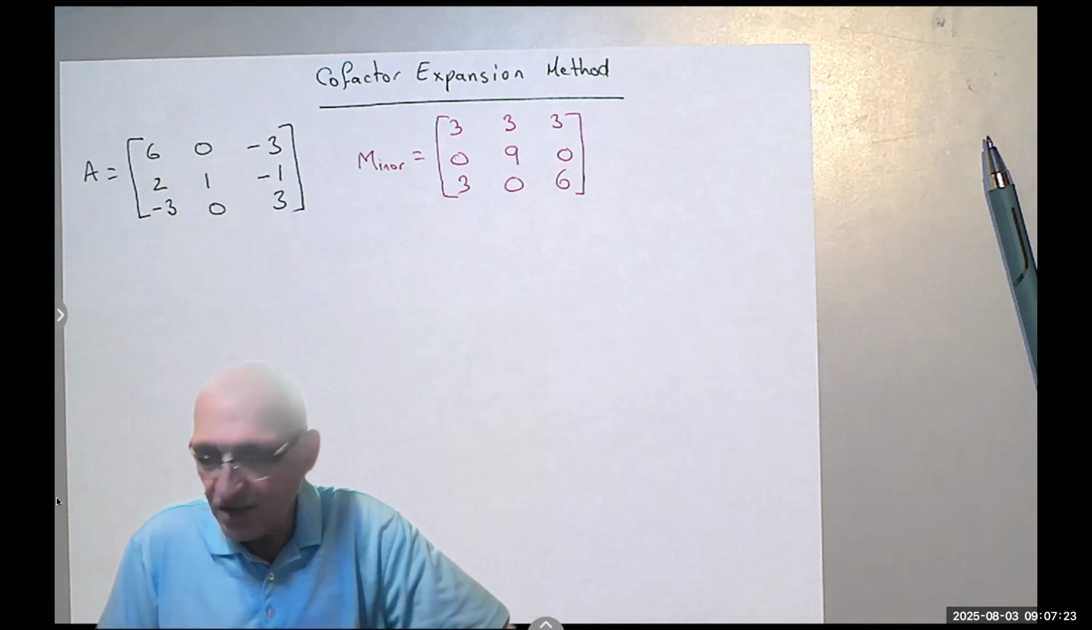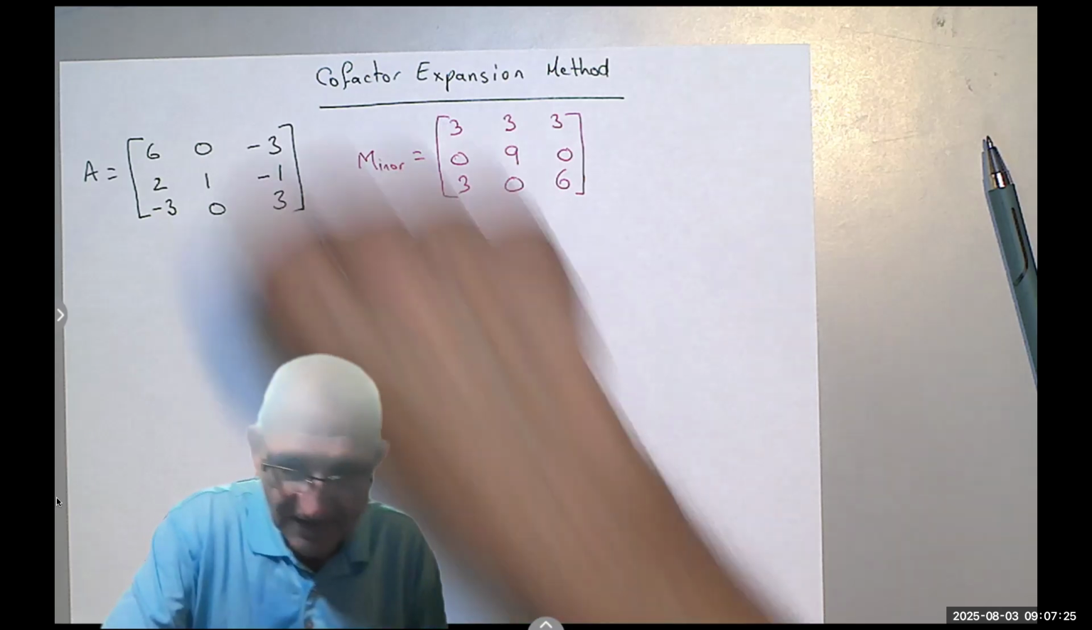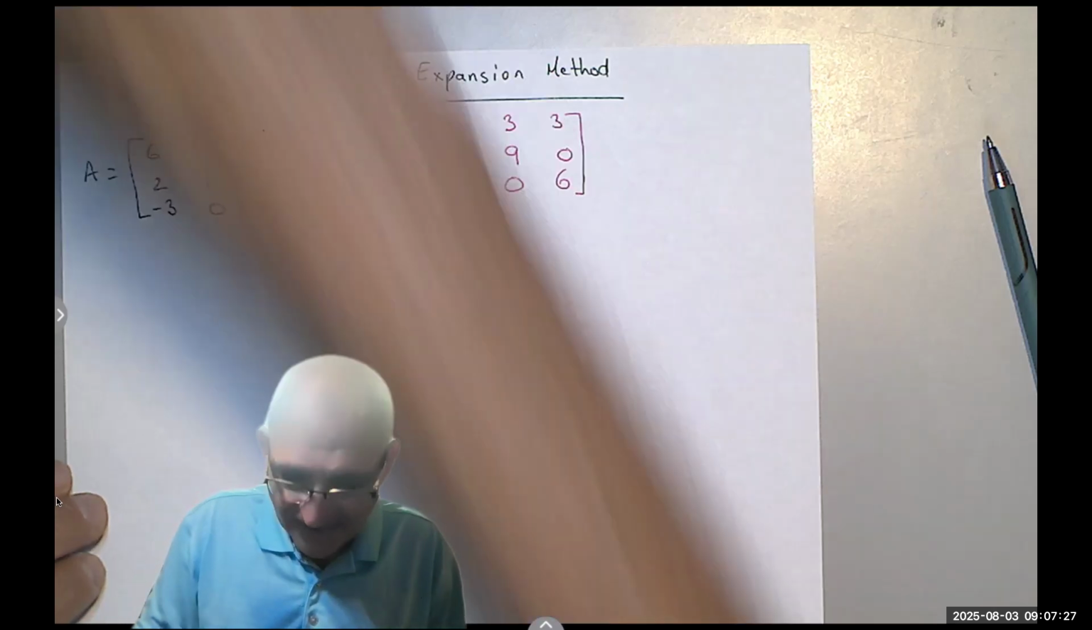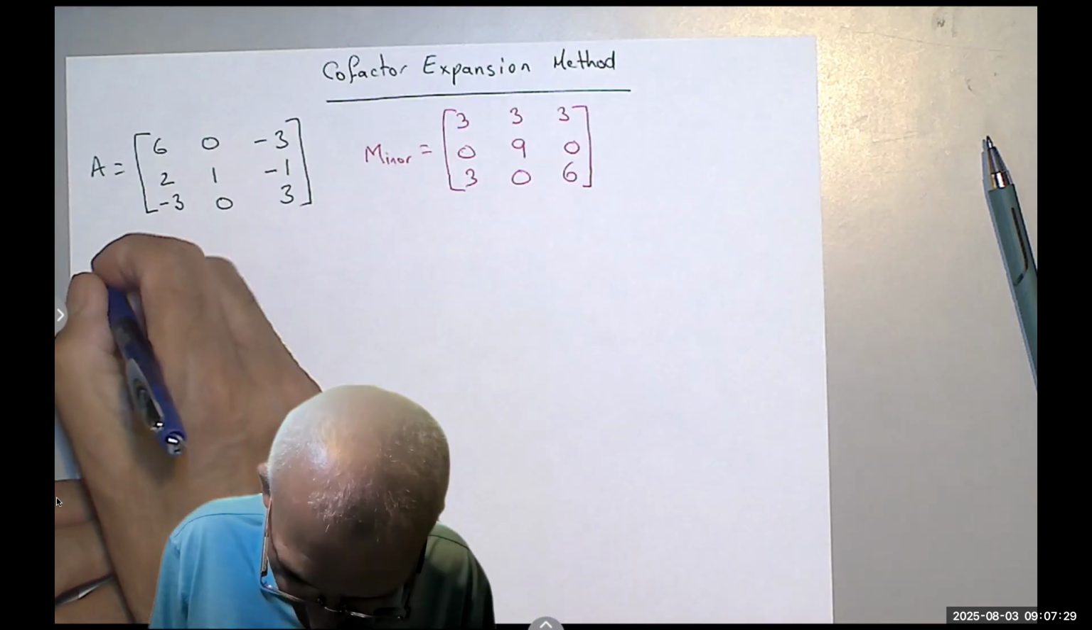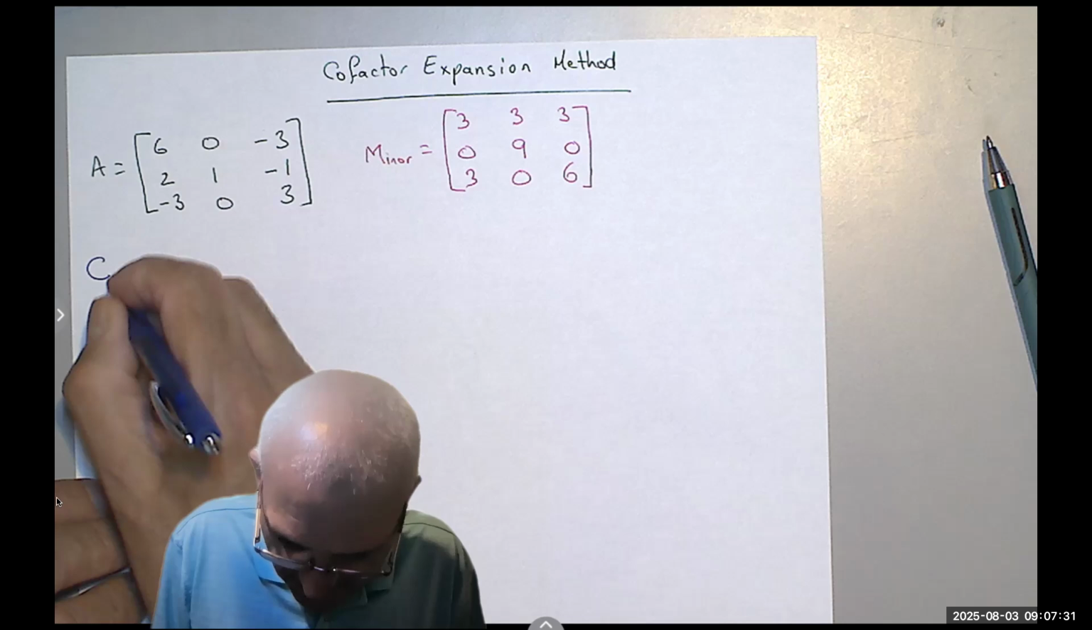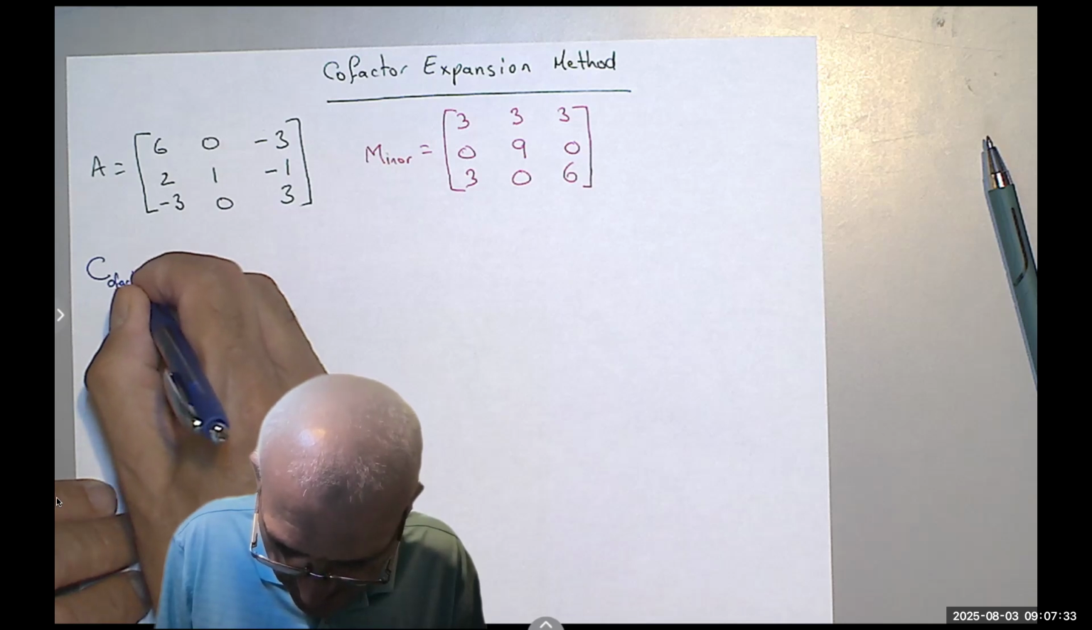And finally, we are going to find the matrix of cofactors. I'm going to write it with the letter C. We call it C of A, but let's say cofactor.